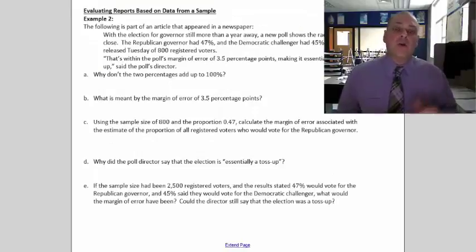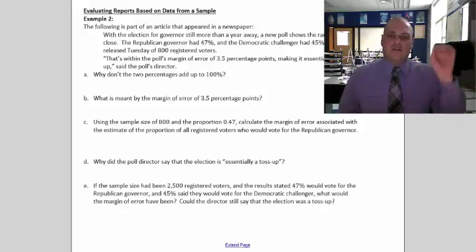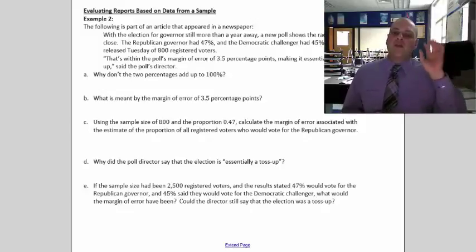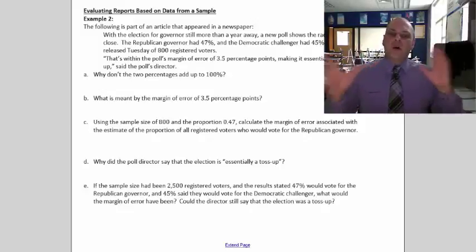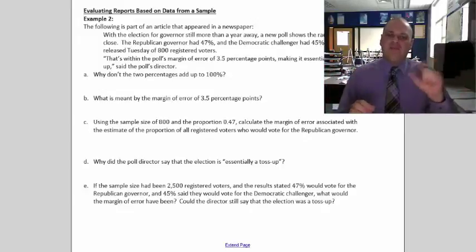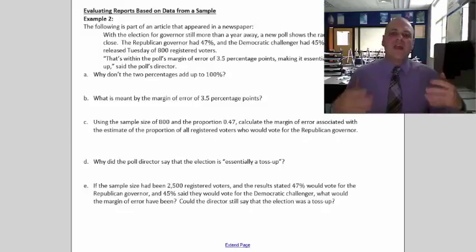So the following is part of an article that appeared in a newspaper or online, right? With the election for governor still more than a year away, a new poll shows the race is already close. The Republican governor has 47% of the vote, and Democratic challenger had 45% in a poll released Tuesday of 800 registered voters. So it was a sample size of 800, not very big, right? That's within the poll's margin of error of 3.5 percentage points, making it essentially a toss-up, said the poll's director. So they're saying it's really a toss-up. Even though the Republican governor had 47% and the Democrat was 45%, because of that 3.5 percentage point margin of error, they're saying it's a toss-up.